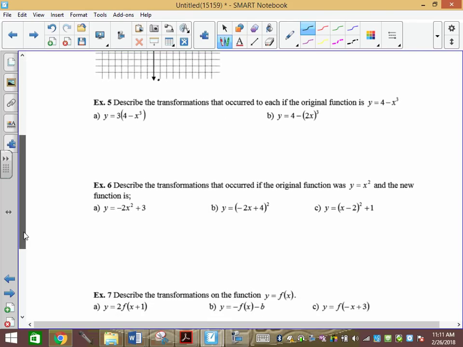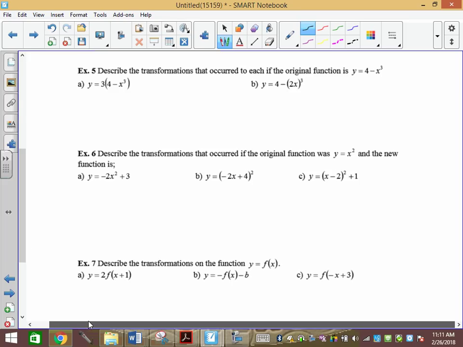Let's go to example 6. We have all the transformations now. So the very first thing I do when I'm asked to describe any transformations is I see, is there a 1 in front of the x? If there's not a 1 in front of the x, I have to GCF it before I can say any transformations. Okay?